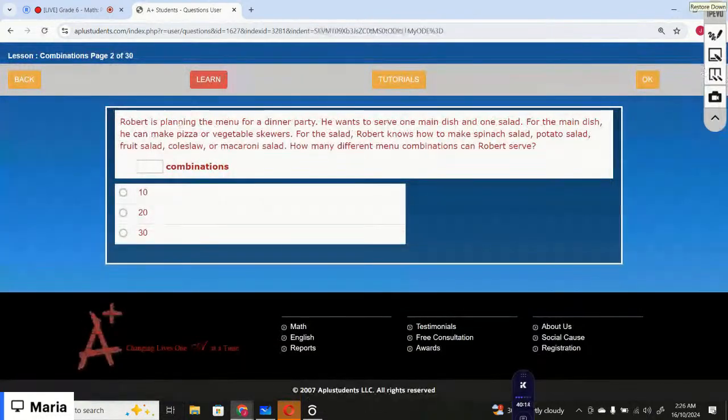Robert is planning the menu for a dinner party. He wants to serve one main dish and one salad. For main dish, he can make pizza or vegetable skewers. For salad, Robert knows how to make spinach salad, potato salad, fruit salad, coleslaw, or macaroni salad. How many different menu combinations can Robert serve? So, which is the correct option?